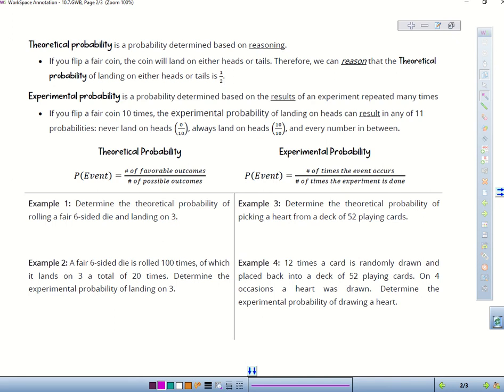So theoretical and experimental probability don't always match up, but the more experimental trials you do, the more likely it is to match the theoretical probability. Does everybody understand the difference between the two? Okay, so these are the two formulas. Theoretical probability is number of favorable outcomes over possible outcomes, and experimental is number of times the event occurs over the number of times the experiment is done.